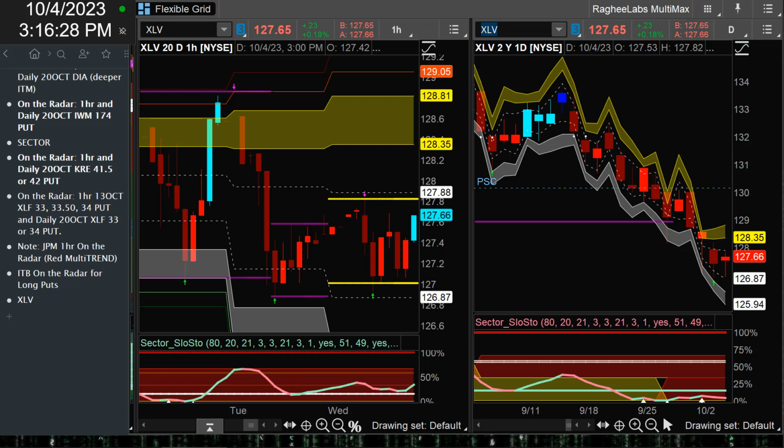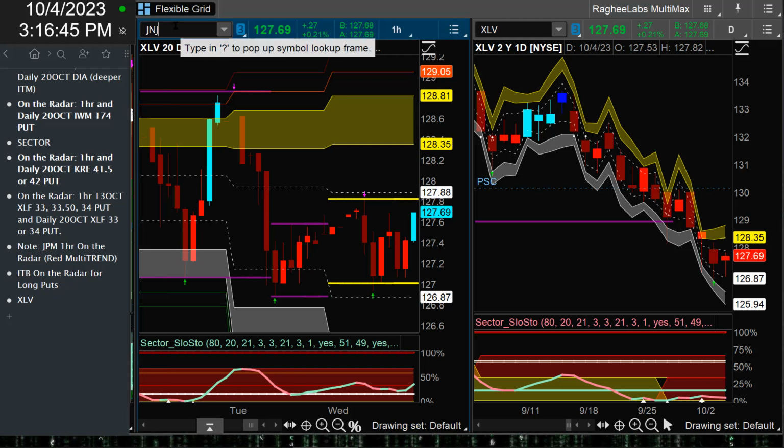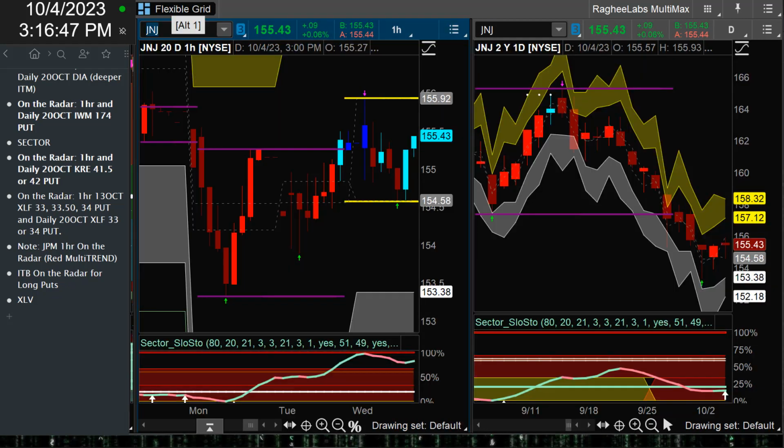Now, XLV, especially on the put side, is remarkably thin. It's really, really thin when I'm trying to find, say, 129 or 130. I should say 129 or even 129 and a half. 130 is just nothing, right? So then I ask myself, well, what about Johnson & Johnson? It's a proxy for XLV. Is it in a downtrend?